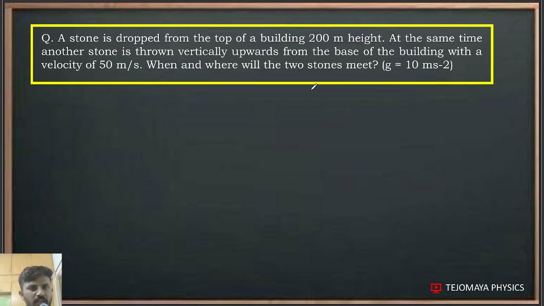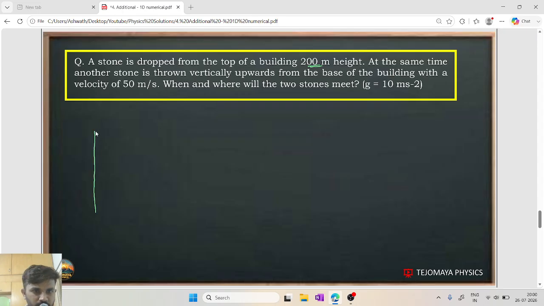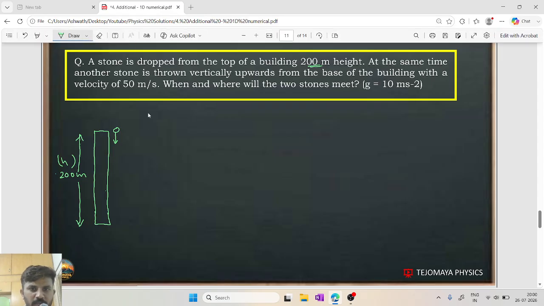Yes. A stone is dropped from the top of a building 200 meters high. Okay, let me draw the diagram for this. So let's consider this is a 200-meter high building. I can consider it as H. A stone is dropped means what? Its initial velocity will be 0. So it is just dropped and its initial velocity will be 0.